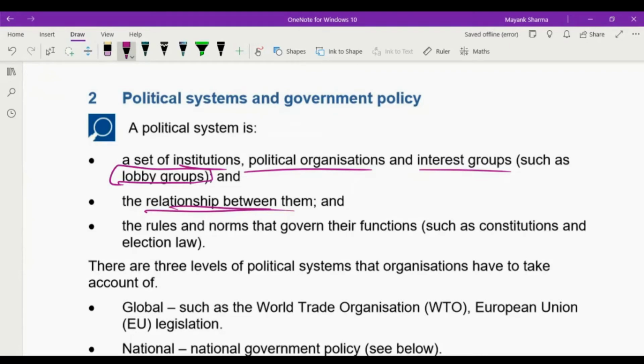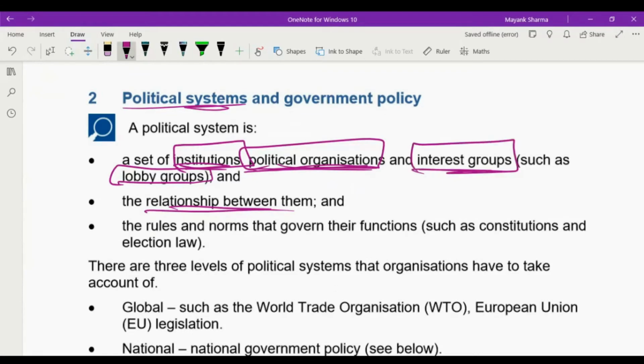So we are not just talking about political parties. When we are talking about political system, we are talking about institutions also. We are talking about election commission also. We are talking about political organizations like parties also, and interest groups also, जैसे parties कभी-कभी collaborate कर जाते हैं. And we are studying the relationship between them, and rules and norms that govern their functions.